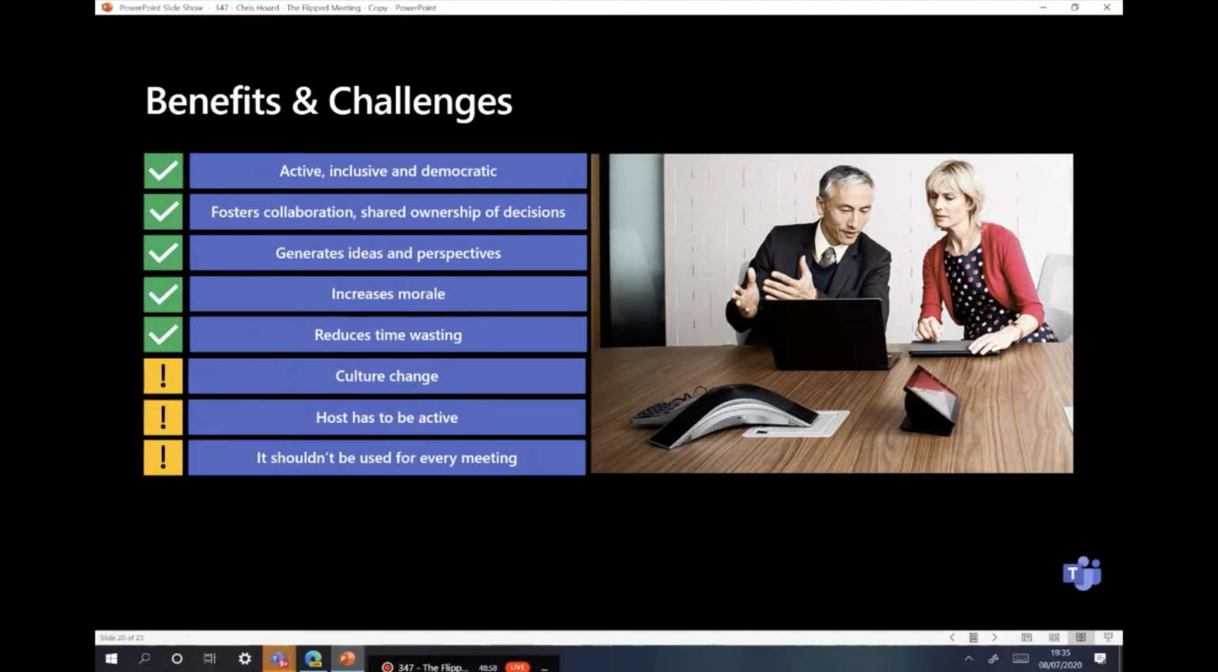Or a lot of individuals that I've seen surf through meetings, they turn up, they're the ones that often don't talk, and then they give themselves a little break mentally and then get on with the rest of their day.